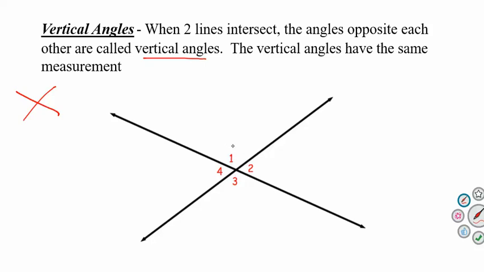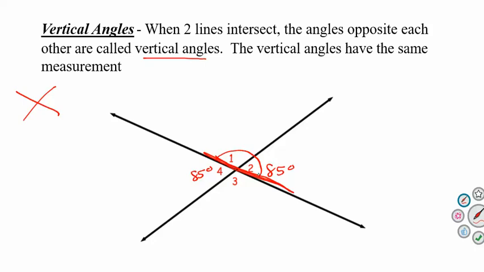So if I were to tell you that this measurement here is 85 degrees, then automatically you know that its vertical angle, the one that's right opposite of it, is also 85, okay? And that helps you too, because if you know that, do you see that this is a straight line here? So that means from here all the way over has to equal 180. That is a straight line.